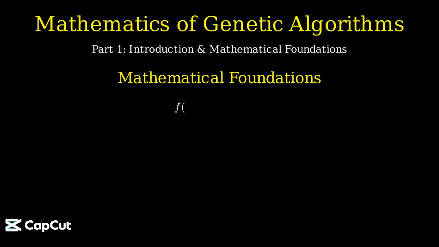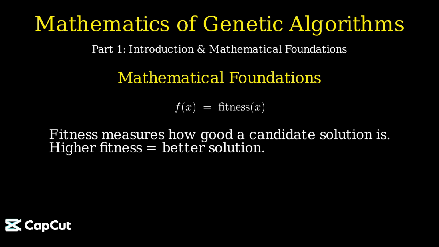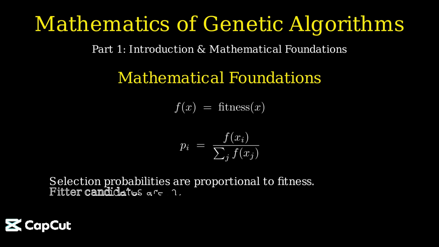Genetic algorithms work with three key concepts. First, fitness. Every candidate solution gets a score. How good is it? Higher fitness means better solution. Simple as that. Second, selection probability. This formula determines who gets to reproduce. It's proportional to fitness. The fitter you are, the more likely you're chosen as a parent. This creates selection pressure, just like in nature. Third, the goal. Maximize fitness over generations through evolution.